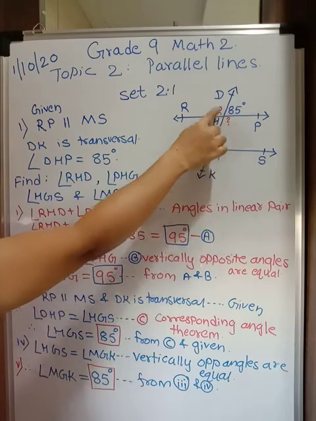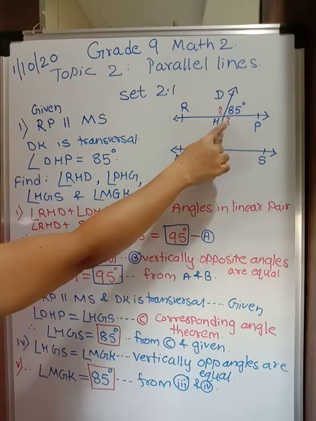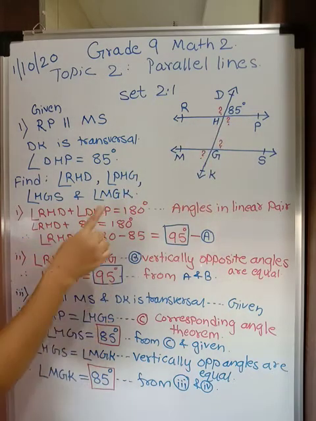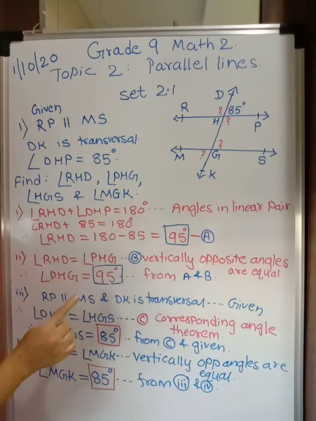Can you see this angle? These two are equal. So if this is 95, this also will be equal to 95. I have written all details and proof. You may pause the video and take down steps. You need to write the reasons.